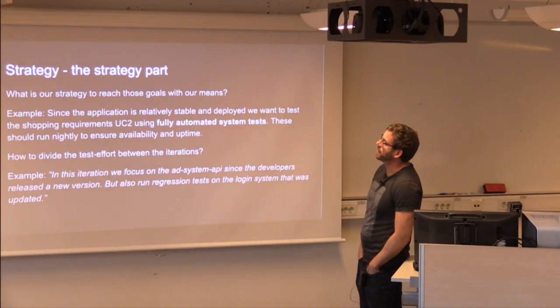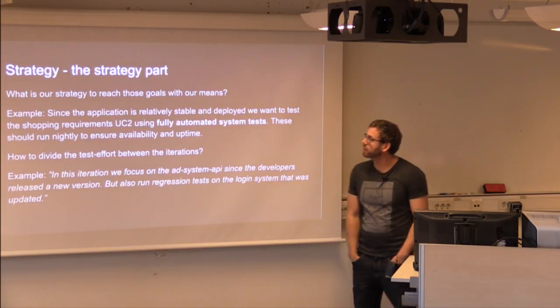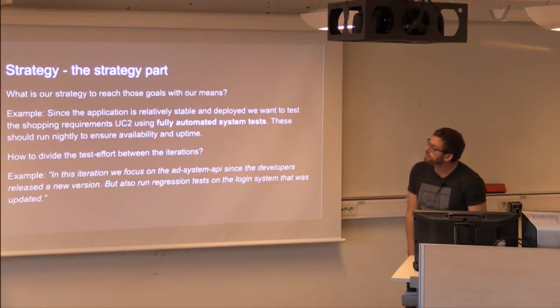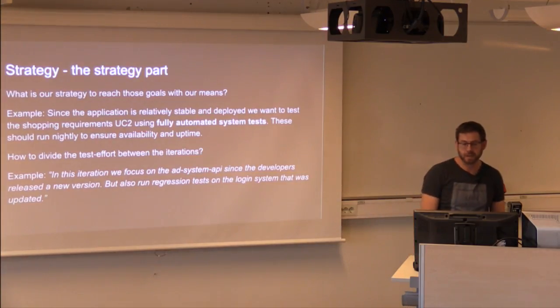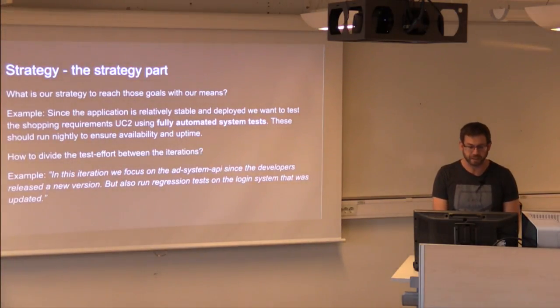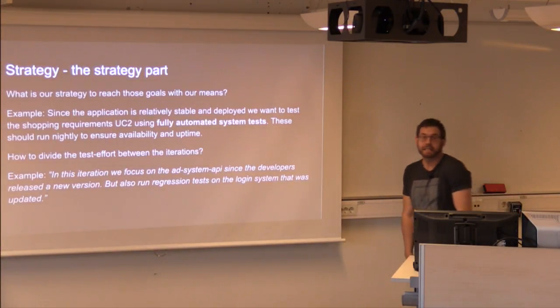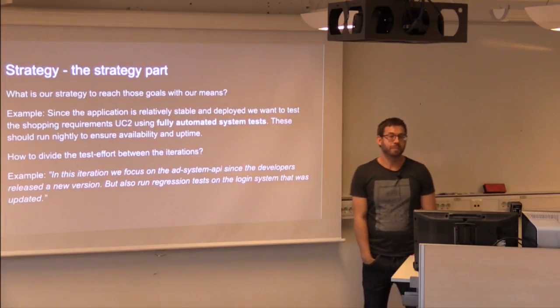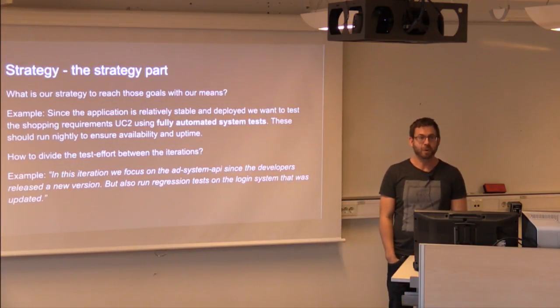So here's an example of a strategy. The strategy was how to reach the goals with our means. And I've just written: since the application is relatively stable and deployed, we want to test the shopping requirements in use case 2 using fully automated system tests. These should run nightly to ensure availability and uptime. This running nightly perhaps is not really automated. Perhaps you're doing that yourself, whatever.